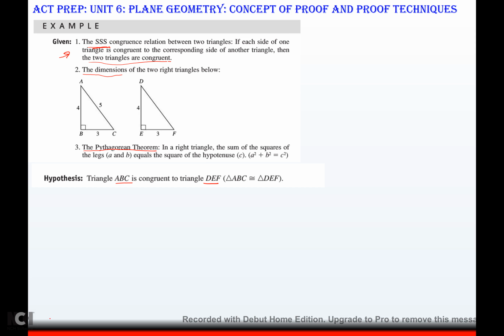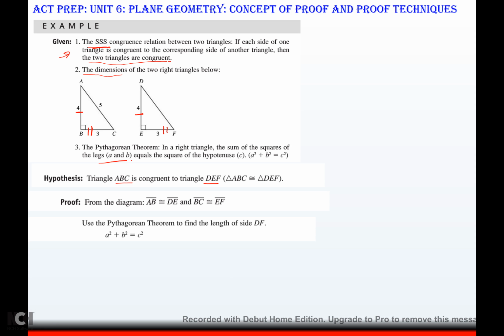So what we're going to try and do is prove that this side is 5. If I can prove this side is 5, then I can prove that corresponding sides are equal, which means the two triangles are congruent. So all I have to do is use what's given. From the diagram, I'm given that AB is equal to DE because they're both 4. And I'm also given that BC equals EF. Again, by the diagram. So that's given.